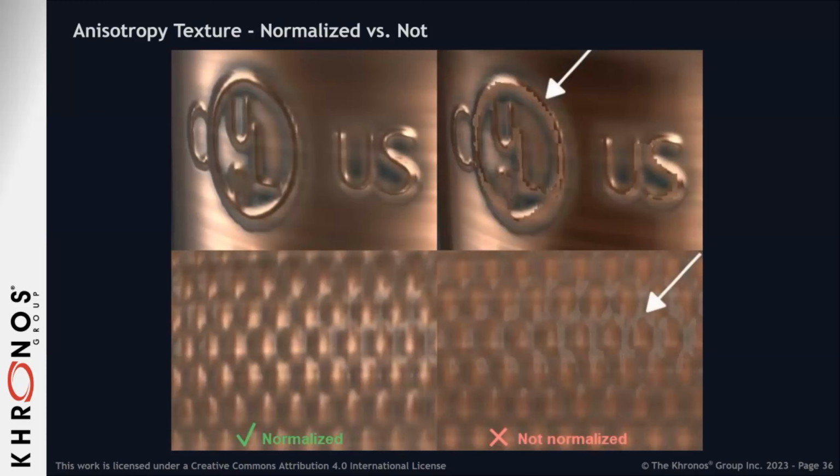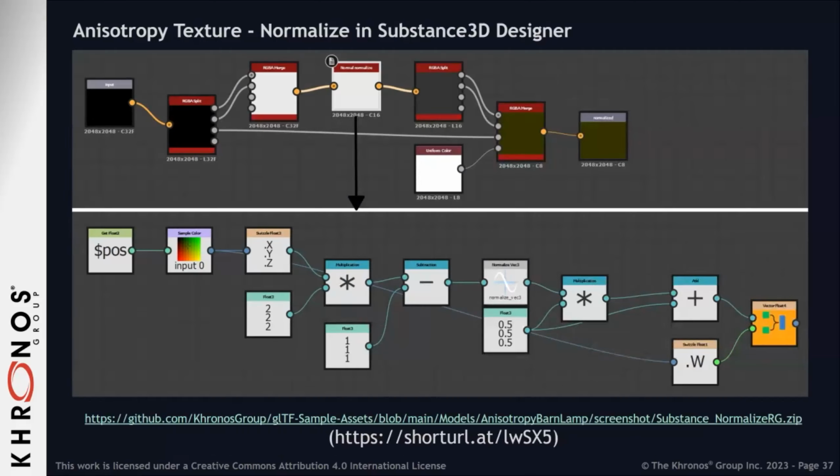The other important thing here is the anisotropy has to be normalized. If not, you see lighting errors in the surface. It really depends on the renderer, but it's better to avoid this if you can. And by normalized, it means that each pixel in that anisotropy direction texture has to have a length of 1 when it creates a vector. And so those textures have to be normalized. And thankfully, there's an easy way to do this. So I made an SBSAR in Substance 3D Designer, which you can use in any player that plays SBSAR files.